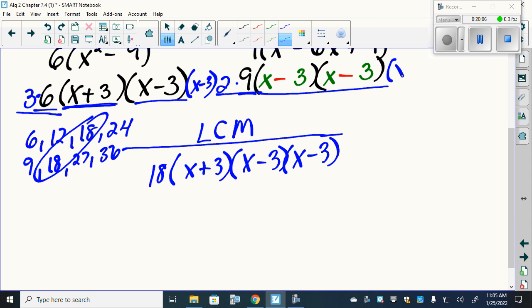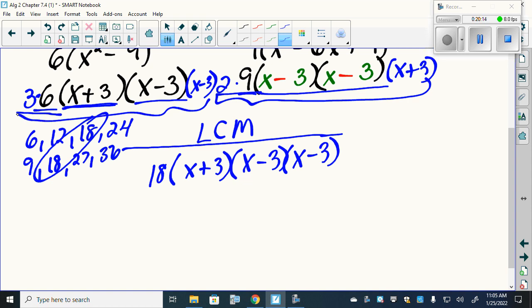This one here is only missing an x plus 3, so now this here and this here are the exact same, and it's the smallest that we can have it. We don't have any unnecessarily repeated terms. This here is the smallest and most efficient way to turn these two to be the exact same.